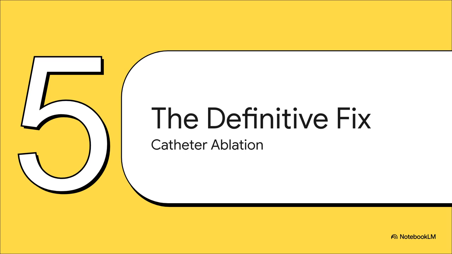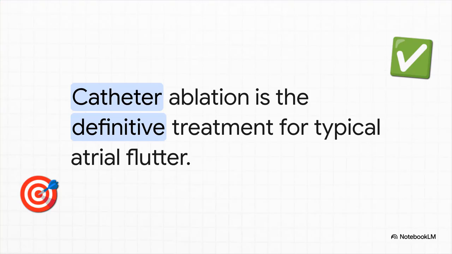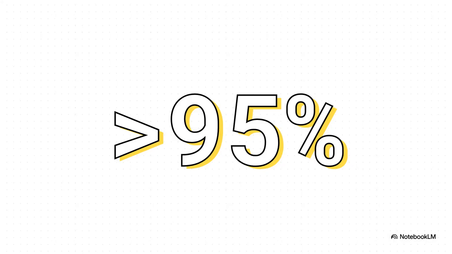Because for the most common kind of atrial flutter, we have an amazingly effective, definitive solution. And this is it. For typical atrial flutter, catheter ablation isn't just one of the options. It's considered the definitive treatment. The whole goal is to go in and permanently break that one single racetrack circuit we've been talking about. Just how effective is it? Well, the success rate is over 95%.